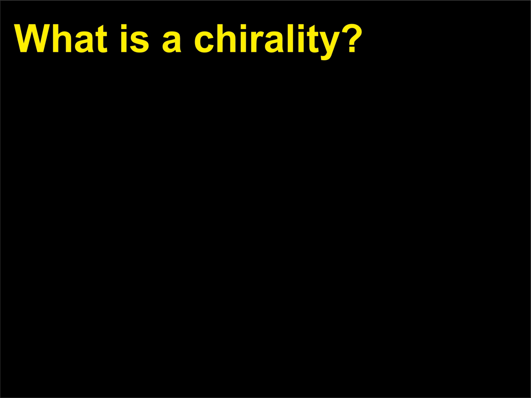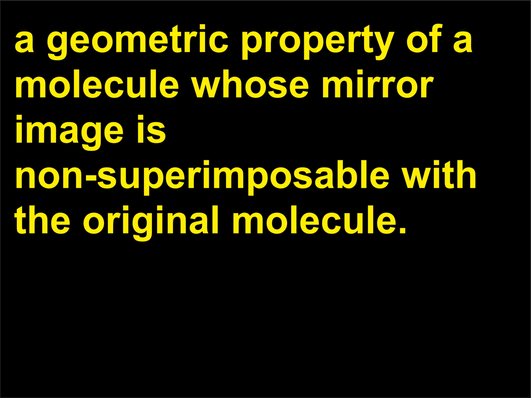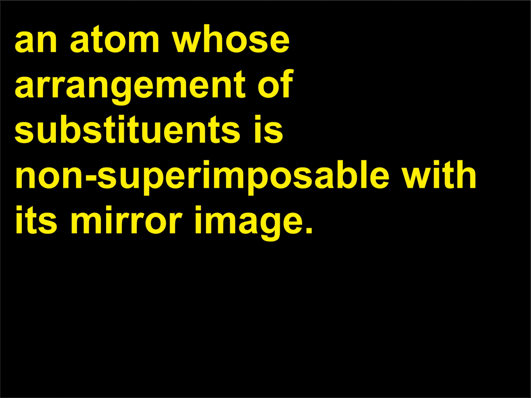What is a chirality? A geometric property of a molecule whose mirror image is non-superimposable with the original molecule. What is a chiral center? An atom whose arrangement of substituents is non-superimposable with its mirror image.